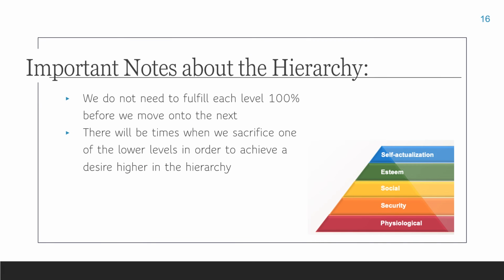Maslow recognized that we don't need to fulfill each level 100% before fulfilling the next level. Secondly, there'll be times in our lives where we sacrifice one of our lower level needs in order to achieve a desire higher in this hierarchy. The term, for example, starving student, starving artist is well known. You, like myself as a student, have probably made some sacrifices at a few of the lower level needs in order to get an education.